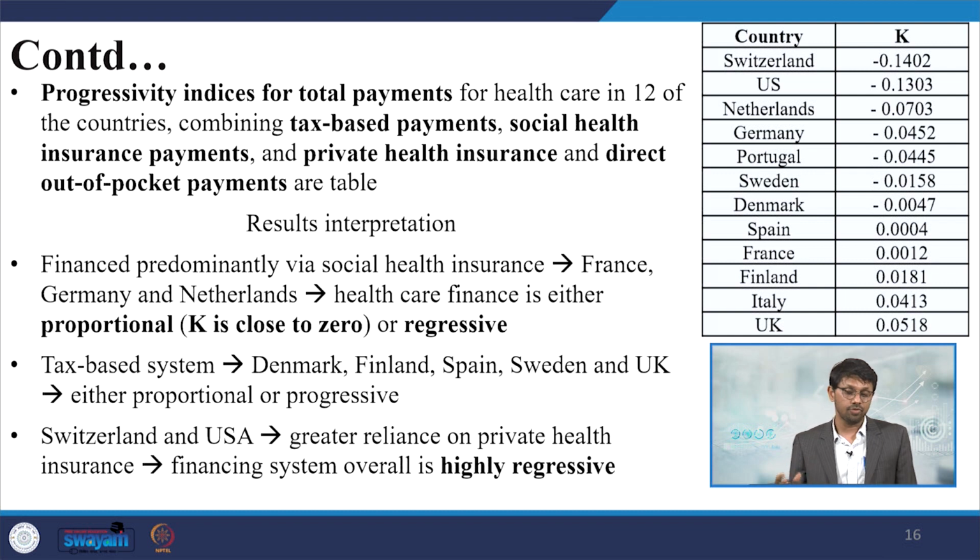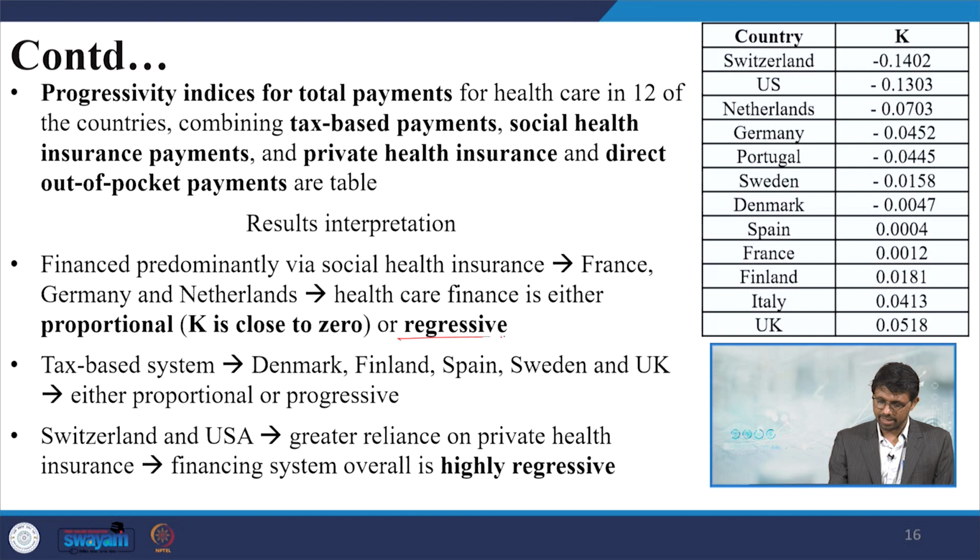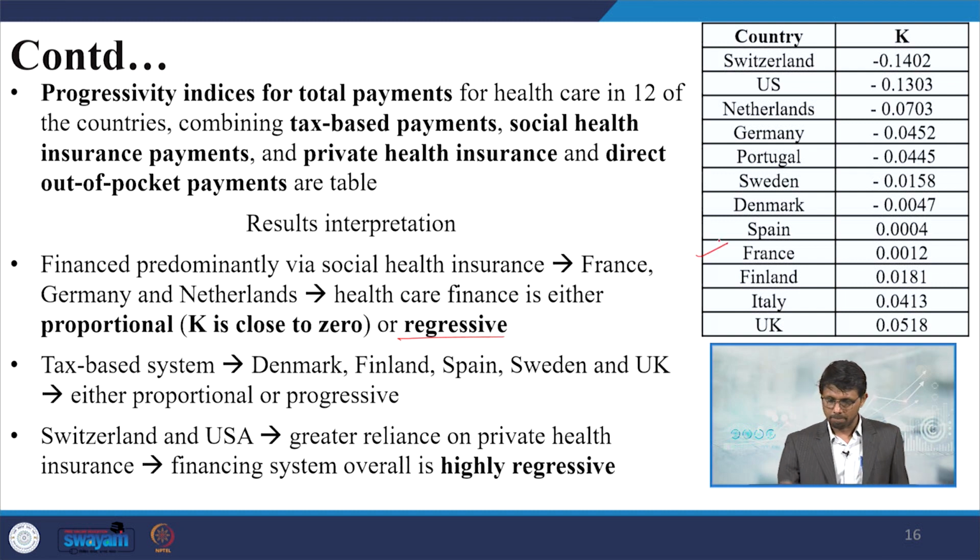As they have the financing structure that is predominantly via social health insurance, because individual income earners are actually not paying much, it is regressive in those countries, France, Germany and Netherlands. Whereas in the tax based systems, such as in countries like Denmark, Finland, Spain, Sweden and UK, you find the structure is largely proportional or even progressive.